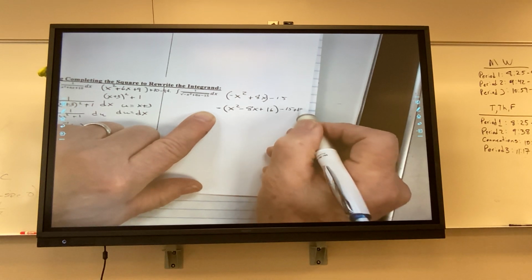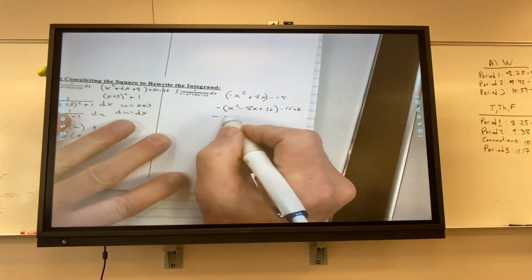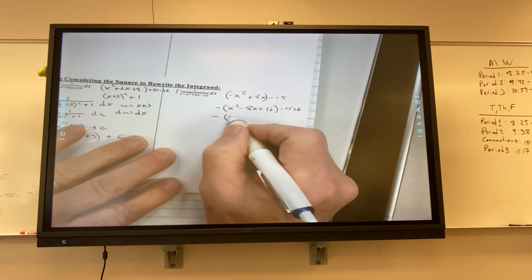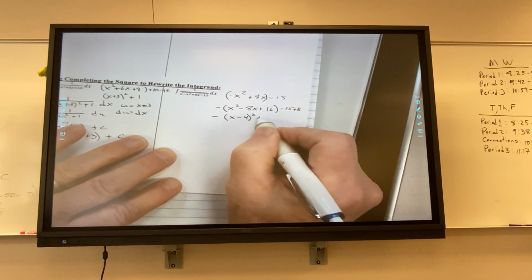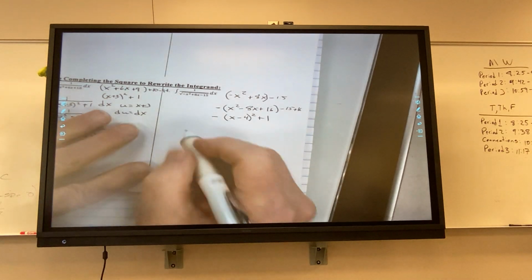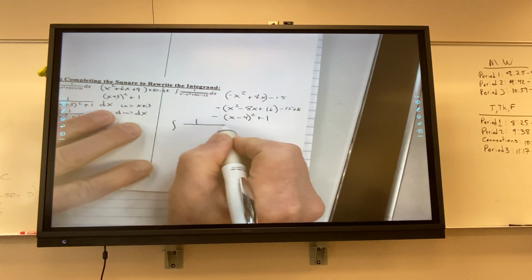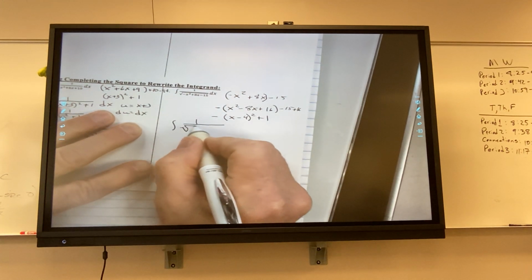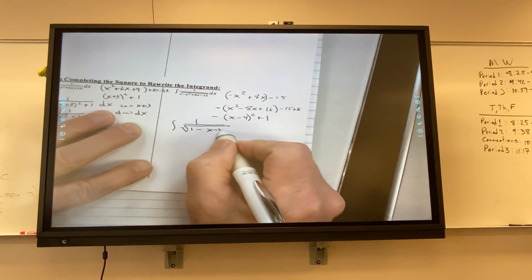So now, this is the same as this. Would everybody agree? So inside my integral, it looks like this: 1 over the square root of 1 minus (x minus 4) squared dx.